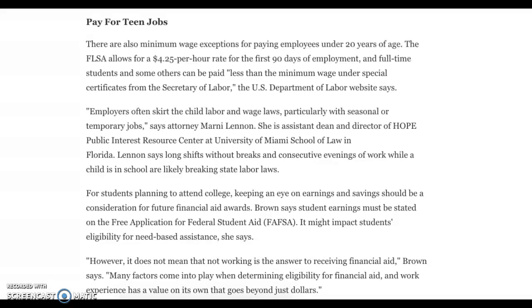Next heading: Pay for teen jobs. There are also minimum wage exceptions for paying employees under 20 years of age. The FLSA allows for a $4.25 per hour rate for the first 90 days of employment, and full-time students and some others can be paid "less than a minimum wage" under special certificates from the Secretary of Labor, the US Department of Labor website says.